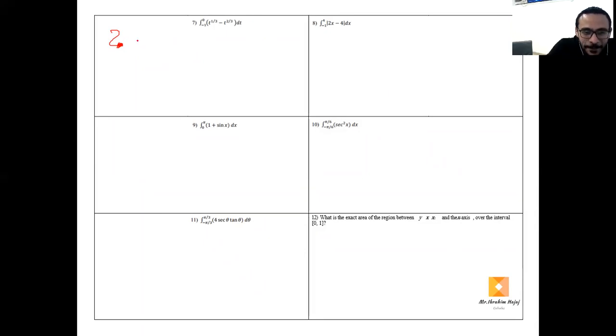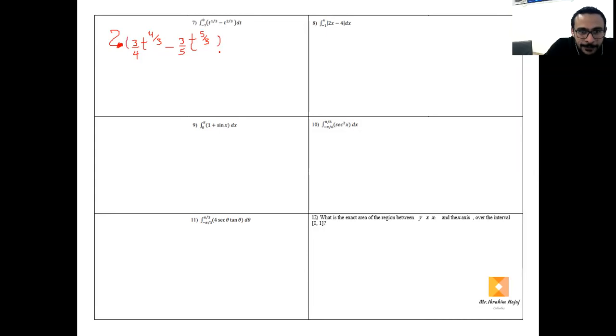Yalla Khaled. Okay. Integrate t to the power of 1 over 3, it becomes t to the power of 4 over 3, over 4 over 3. Write it as 3 over 4. Yes. Minus t to the power of 2 over 3 plus 1, so 5 over 3, times 3 over 5, plus c. No.